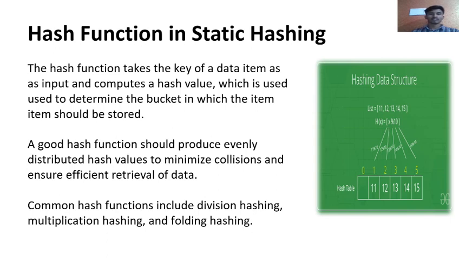Hash function in static hashing. The hash function takes the key of a data item as input and computes a hash value, which is used to determine a bucket in which the item should be stored. A good hash function should produce evenly distributed hash values to minimize collisions and ensure efficient retrieval of data. Common hash functions include division hashing, multiplication hashing, and folding hashing.